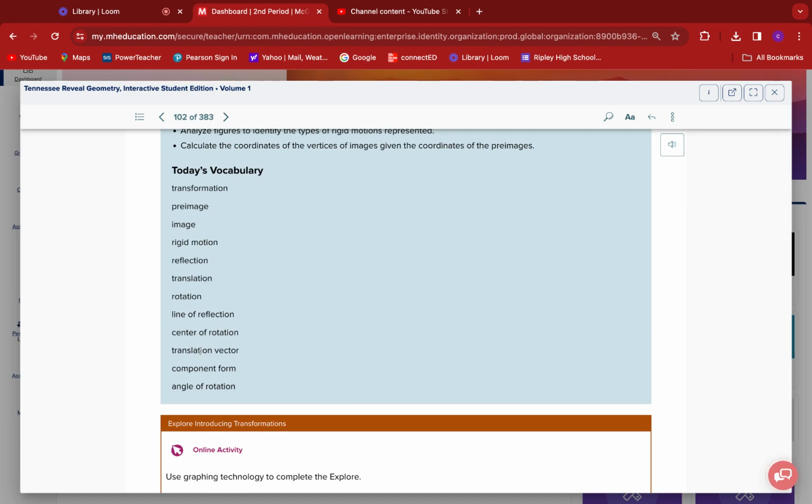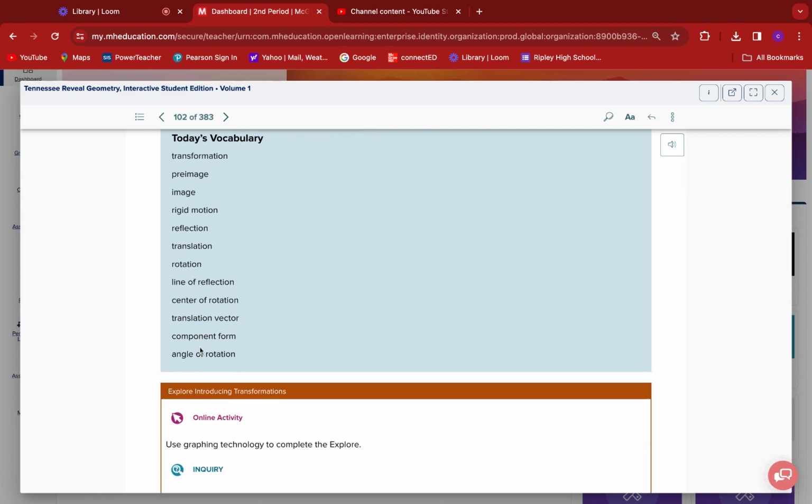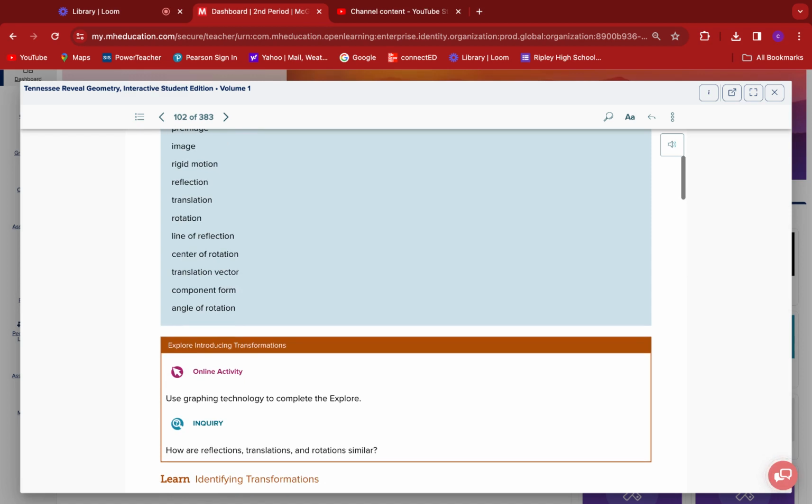Translation vector is how you shift something up, down, left, right. Component form is basically the same thing. I'll have to show you on that one. And then angle of rotation, again, that's how much you're turning a figure. You do need to know that counterclockwise is your default. So if it doesn't say, you're going counterclockwise, and y'all, that is left.